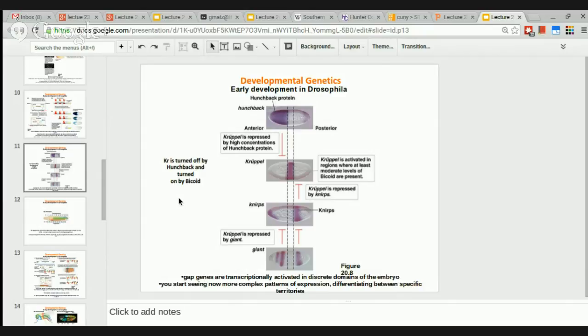So this is another example. These are more complex regulatory interactions: giant, and these are gap genes that regulate their expressions. And you see, giant also regulates Kruppel. There are many more interactions to describe this. So gap genes are transcriptionally activated in discrete domains of the embryo, and you start seeing now more complex patterns of expression rather than just gradients from the anterior and posterior pole.